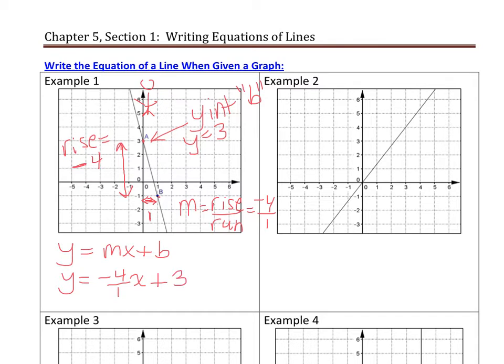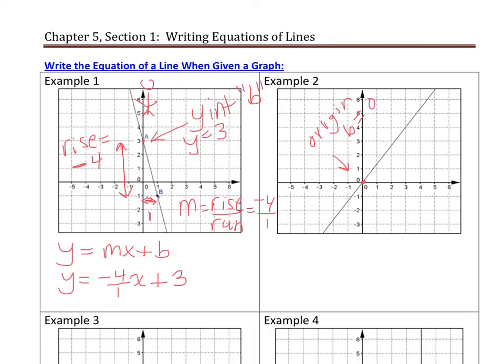Now on this example to the right, example 2, you can see no points have been noted for us. So we have to identify some points, and the way we do that is we look along the line and try to see where the line is crossing right on the grid. So you can see here our line happens to be going right through the origin. Remember, we might as well write that down. The origin, that means our y-intercept B equals 0.